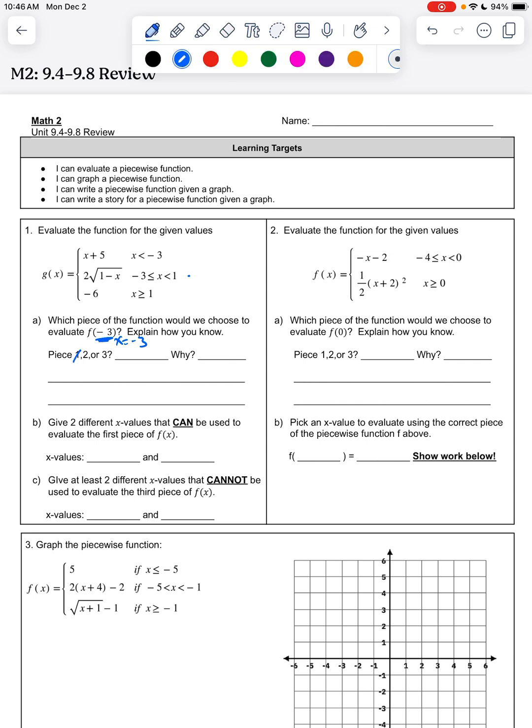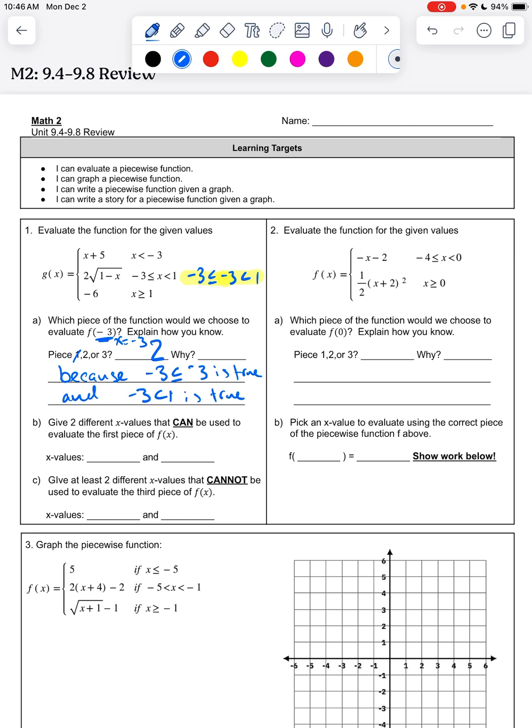Does it go into piece 2? Negative 3 is less than or equal to x, x is less than 1. We substituted for x. Is this true? Is negative 3 less than 1? Absolutely. Is negative 3 less than or equal to negative 3? Yes, absolutely. So we know that we're going to substitute this into piece 2 because negative 3 is less than or equal to negative 3 is true, and negative 3 is less than 1 is true. It satisfies every part of that inequality.